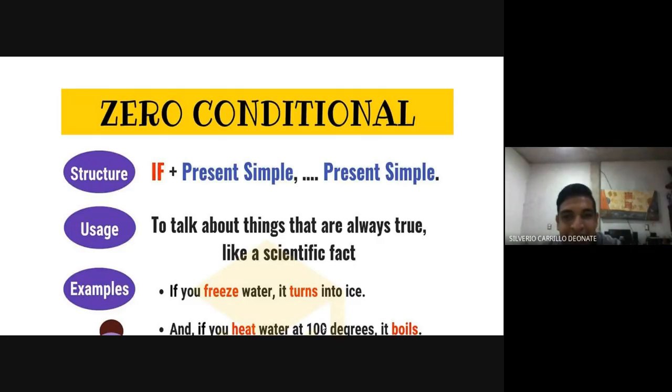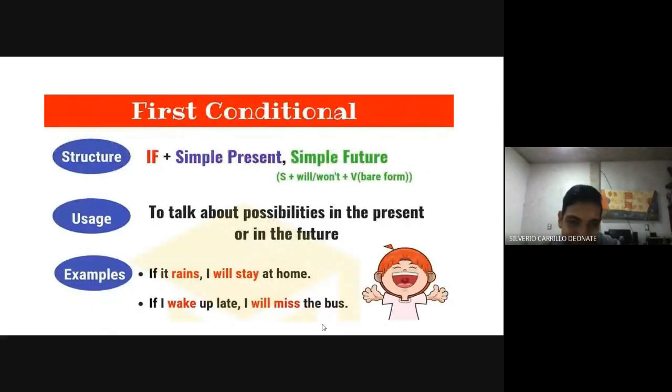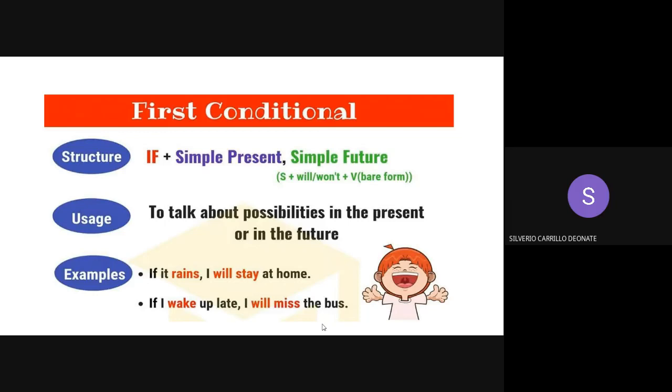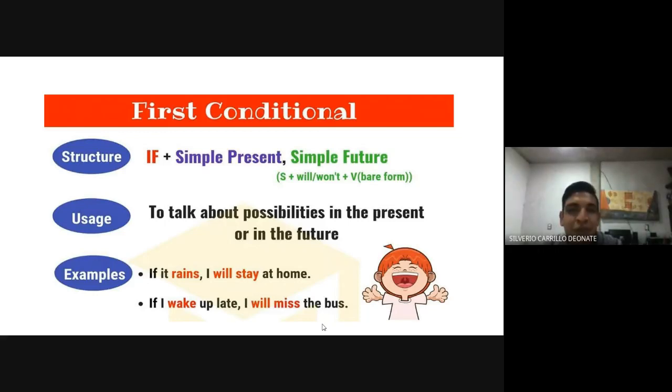This is the first conditional. Again, we have structure, usage, and example, and that's what we're going to have in here. The structure: we use if. Remember, the condition clause is going to be in simple present, plus the result clause in simple future, okay? So the usage of it is to talk about possibilities in the present or in the future. So in this case, we're going to talk about a specific situation and what is the possible result for that situation. Yes? The examples we have in here say, if it rains, I will stay at home.